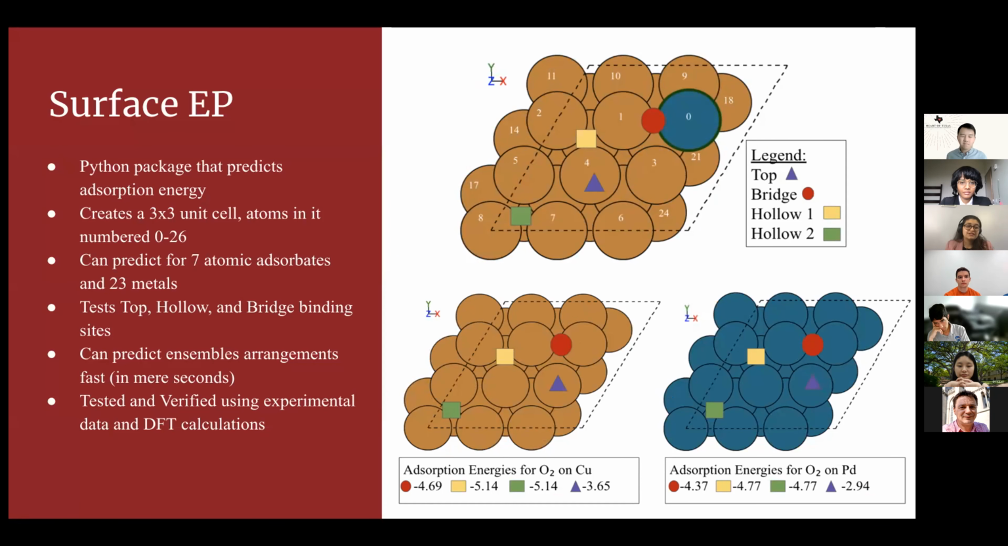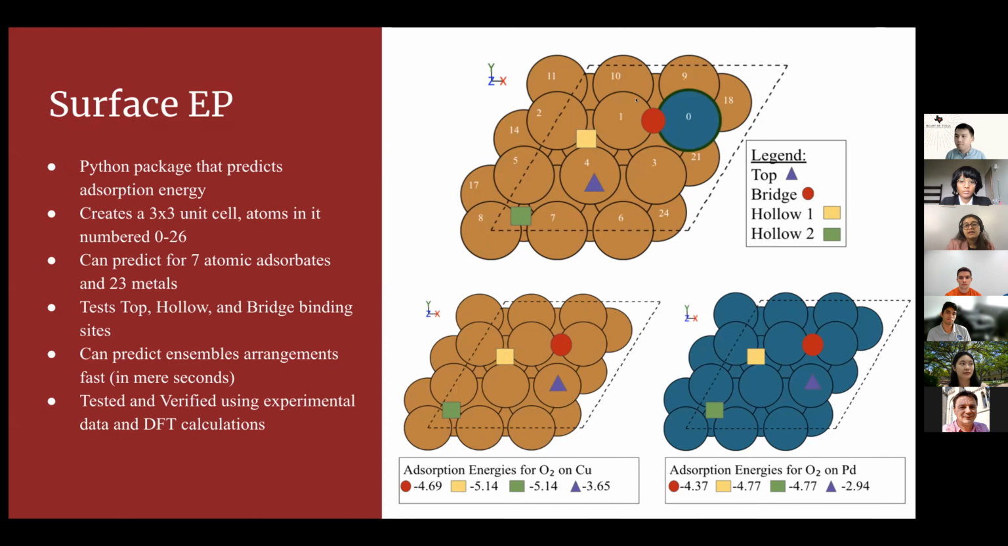To do this, to create all of these ensembles, I used this Surface EP package. It's for Python. It was created out of Tulane University, and it essentially creates a 3x3 unit cell. And you can see these unit cells here, and the numbering of the system, really worth noting, it's 0 to 26, not 1 to 27. And it can predict for 7 atomic absorbates and 23 metals, the absorption energies of those specific atomic absorbates. For our purposes, that's oxygen.